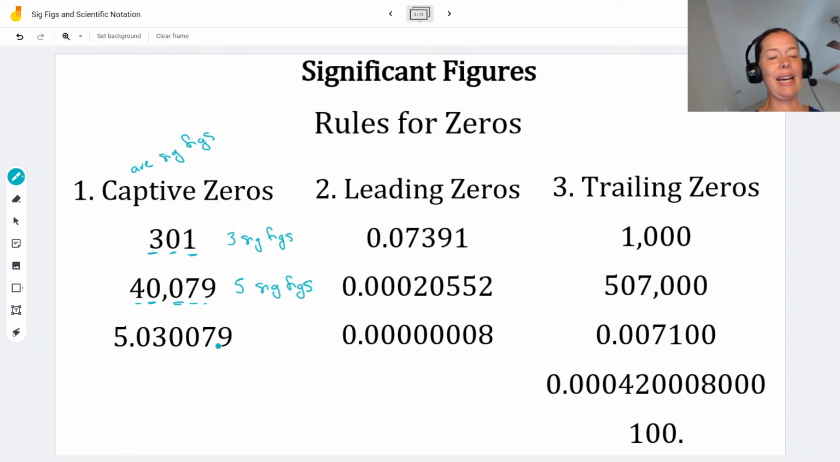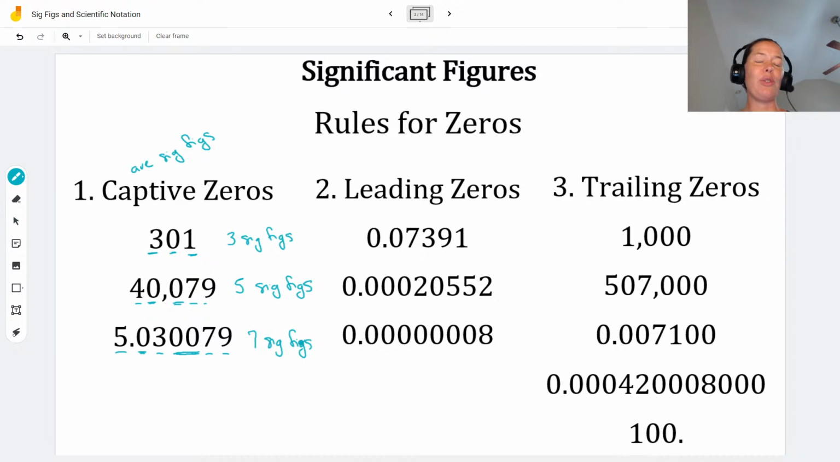Okay, let's look at our last example. We have 2 sets of captive zeros. This first one here is in between the 5 and the 3, so it is captive, it is significant. And this second set, it's a double set, is in between the 3 and the 7, so they are also significant. So it's not that you can just have one set of captive zeros that are significant. As long as the zeros are captive zeros, it doesn't matter how many sets are in the number, they are significant. Okay, so for my last example, I have 1, 2, 3, 4, 5, 6, 7 sig figs.